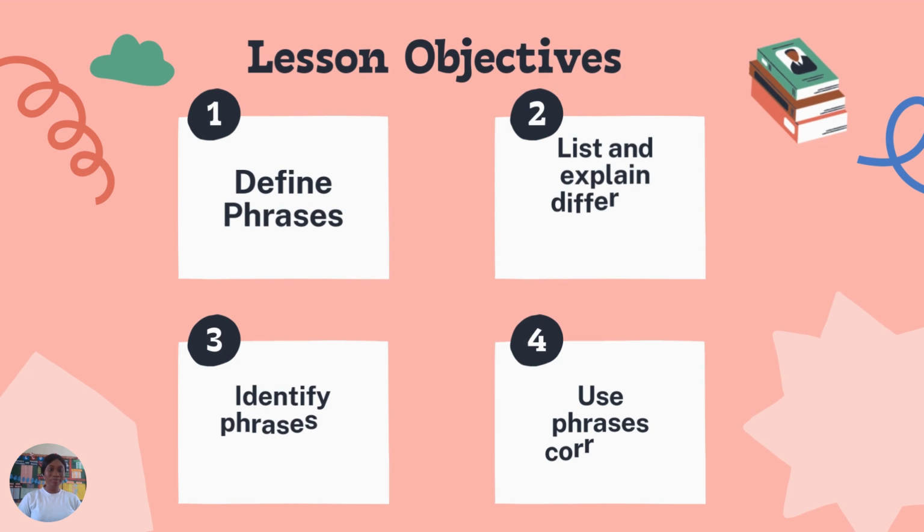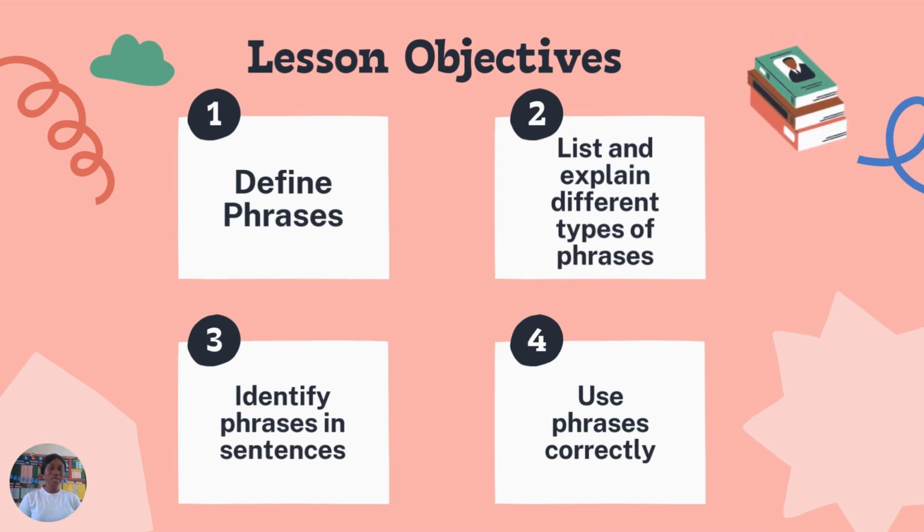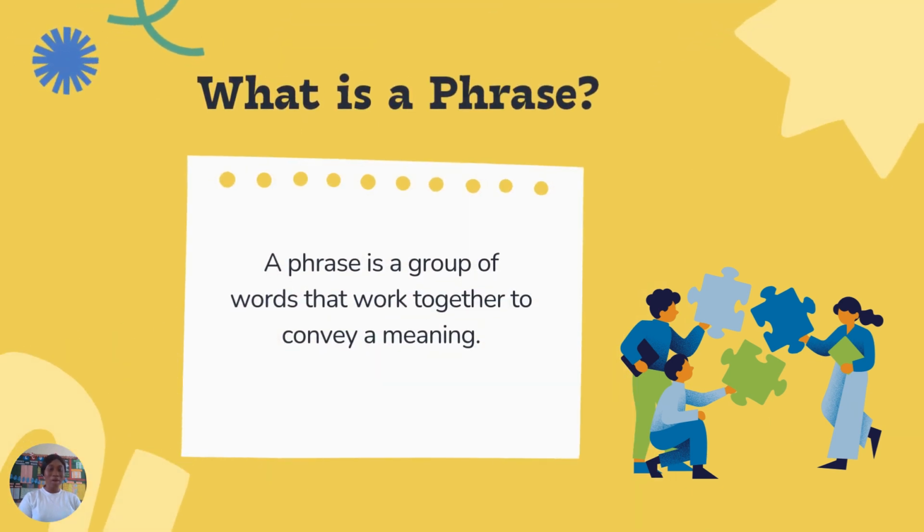So we are going to learn what a phrase is. We're going to learn how to list and explain the different types of phrases. We're going to learn how to identify phrases in a sentence, and at the end of everything, we should be able to use phrases correctly. So let's get right into it. What is a phrase? A phrase is a group of words that work together to convey a meaning.